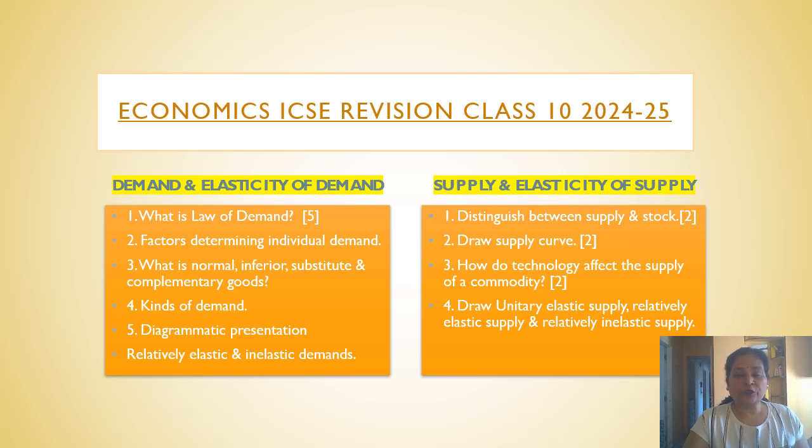Draw unitary elastic supply. Here I am telling diagrammatic presentation again. Draw unitary elastic supply, relatively elastic supply and relatively inelastic supply. Just the diagrammatic presentation. And what are the factors affecting elasticity of supply? This is again a very important question. What are the factors that affect the elasticity of supply?